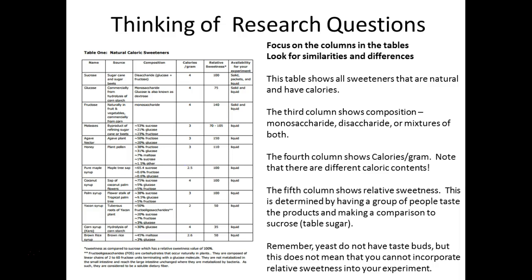Okay. We look at agave. Agave is 50% fructose and 20% glucose, and you can see that both fructose and glucose are monosaccharides. So as we look down the list, we can see that there are a lot of different combinations here. You also see that yacon syrup, which comes from a tuberous root of the yacon plant, has something in it called fructooligosaccharides. These are natural carbohydrates. They're composed of linear chains of 2 to 60 fructose units, terminating with a glucose molecule. So they're not metabolized in the small intestine like other carbohydrates are in humans. They reach the large intestine unchanged, where they're metabolized by bacteria. So they're considered to be a soluble dietary fiber.